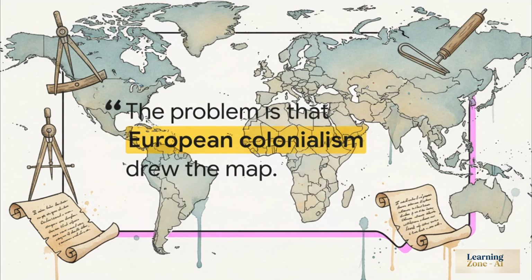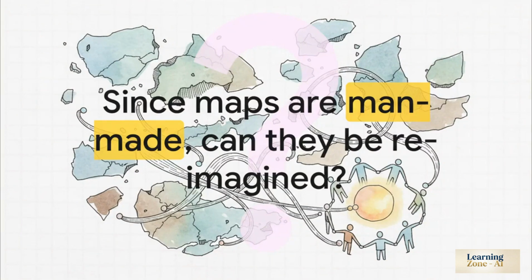So that leaves us with one last big question to chew on. If these borders, these lines on a map, were all just made up by people, couldn't they be reimagined? What would a world based more on human connection and less on division even look like? It's a heck of a thought.